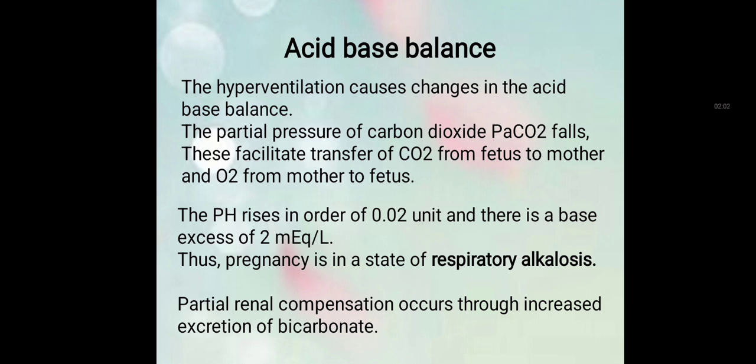Regarding acid-base balance, as a result of hyperventilation, there is decrease in partial pressure of carbon dioxide. This facilitates transfer of carbon dioxide from fetus to mother, as the carbon dioxide crosses the placental barrier by passive diffusion, which is dependent on concentration gradient difference. The decrease in partial pressure of carbon dioxide in maternal blood will facilitate transfer from the fetal side to the maternal side. Then this carbon dioxide will be washed out by the maternal lungs.